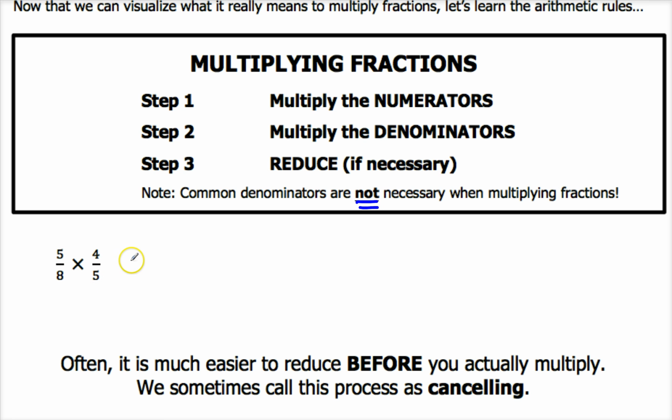In order to multiply 5/8 times 4/5, I'm going to first multiply my two numerators together, so 5 times 4. Then I'm going to multiply my two denominators together, 8 times 5. 5 times 4 is 20, and 8 times 5 is 40, and so I get the fraction 20 over 40. My last step is to reduce whenever necessary.